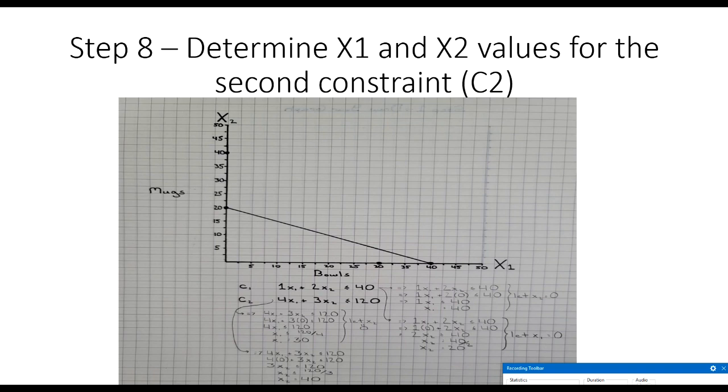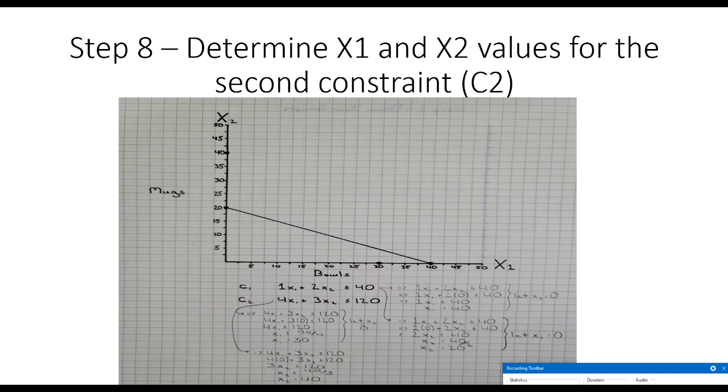Then, in this section, we're going to let x1 equal 0. 4x1 plus 3x2 is less than or equal to 120. 4 times 0 plus 3x2 is less than or equal to 120. 3x2 is less than or equal to 120. x2 is less than or equal to 120 divided by 3. x2 equals 40. So where x1 equals 0, right here, x2 in that case is 40. And I've indicated that with this dot here.